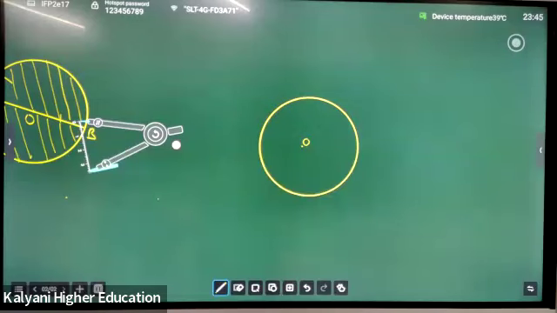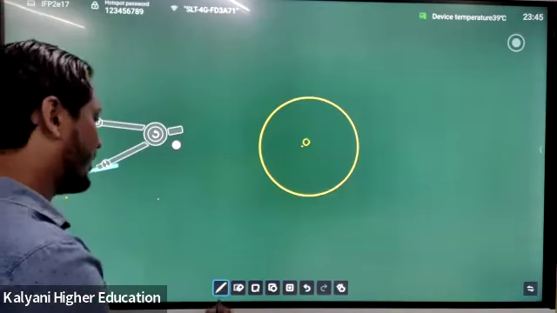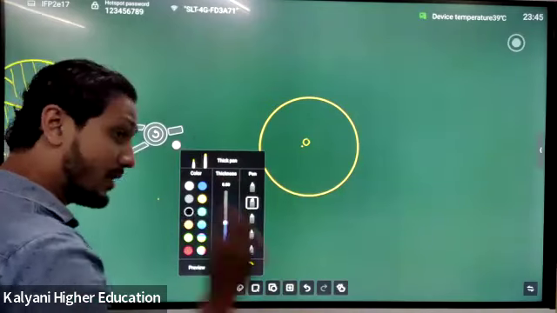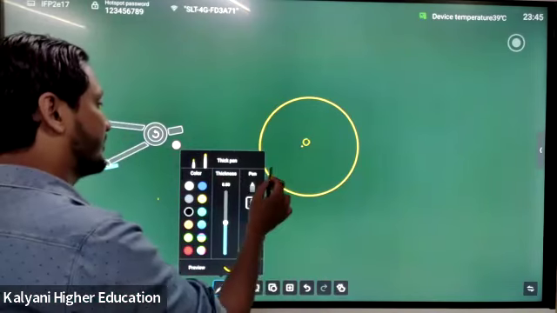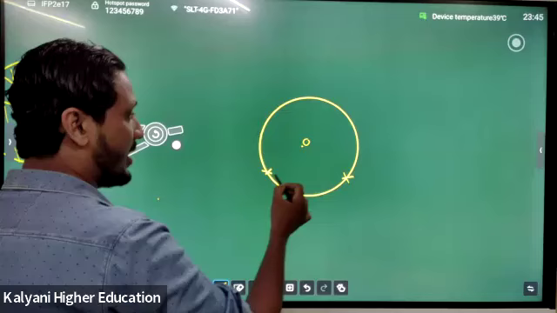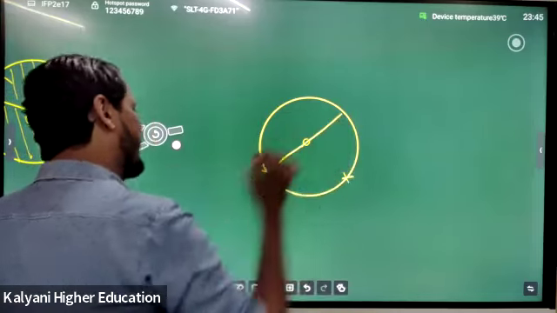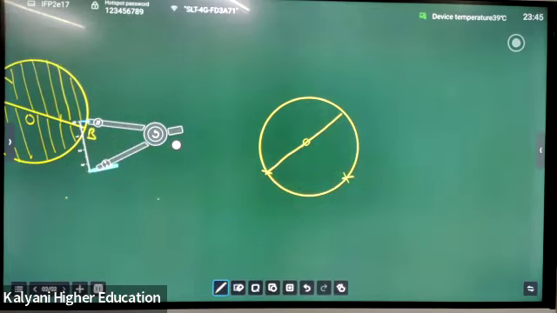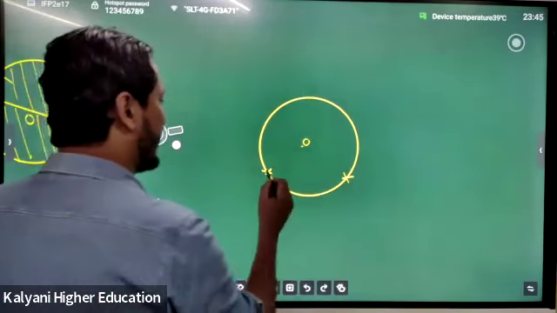Mark 2 points M and N. When you mark them, you should get a minor segment and a major segment. Don't mark them so that the line joining them goes through the center, because then it's a diameter, and at that time you have a problem. So you have to draw the chord like this.